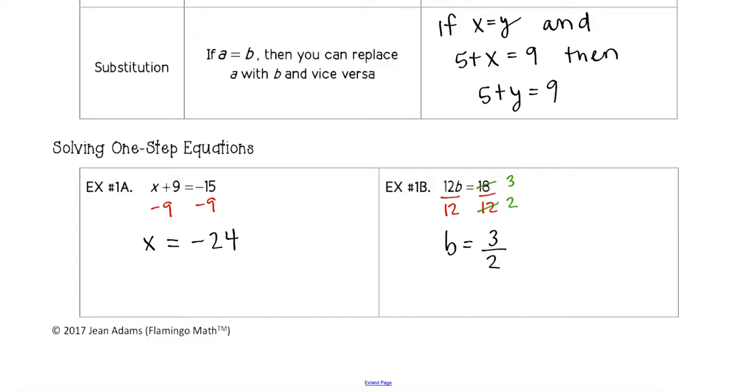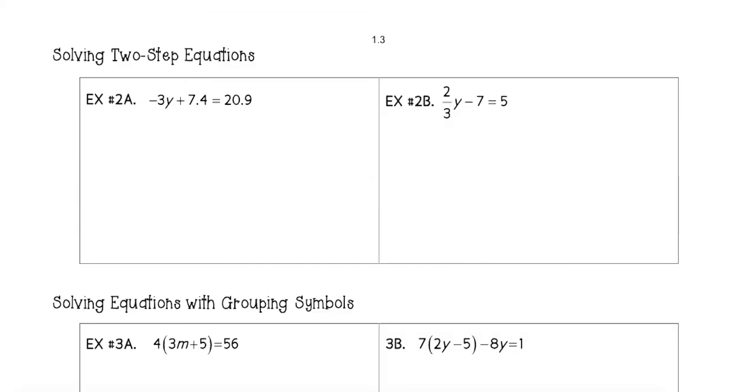All right, let's go ahead and move to the next page. Okay, so now we're going to work on a 2-step equation, meaning that there's going to be 2 steps before I get the variable by itself. Okay, so step 1, identify where the variable is. So the variable is with that -3. So step 1 is to get that -3y term.